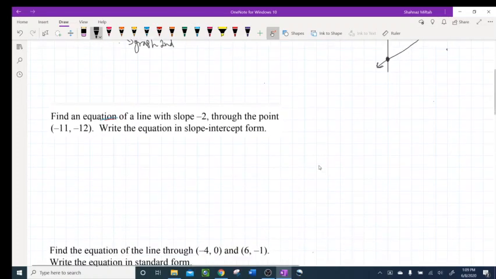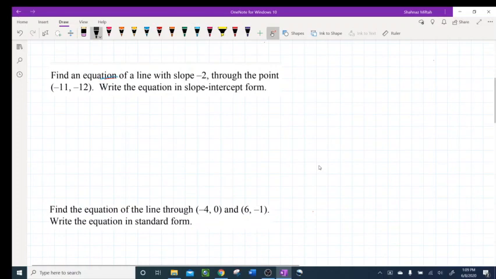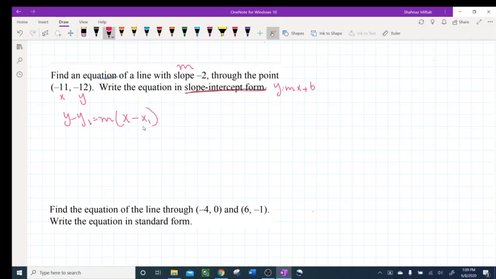Next question, find an equation of the line with slope -2 through the given point. Write the equation in slope-intercept form. Slope-intercept is y equals mx plus b. But if you pay attention, they're not giving me the y-intercept. They are giving me slope, but they're giving me an ordered pair, which is x and y. I can use my point-slope equation, and when you plug in all the numbers and solve further, you're going to end up with y equals mx plus b.